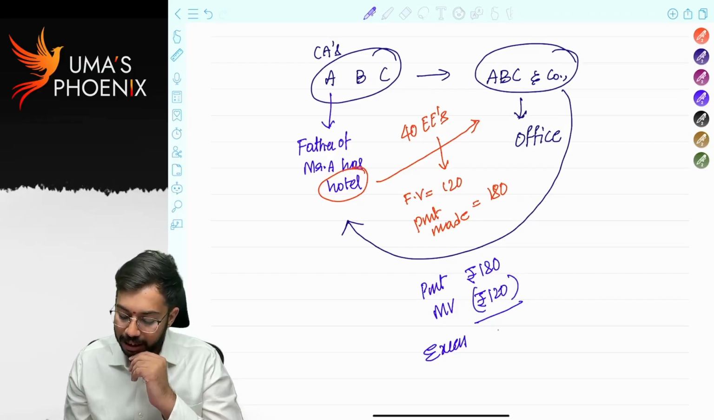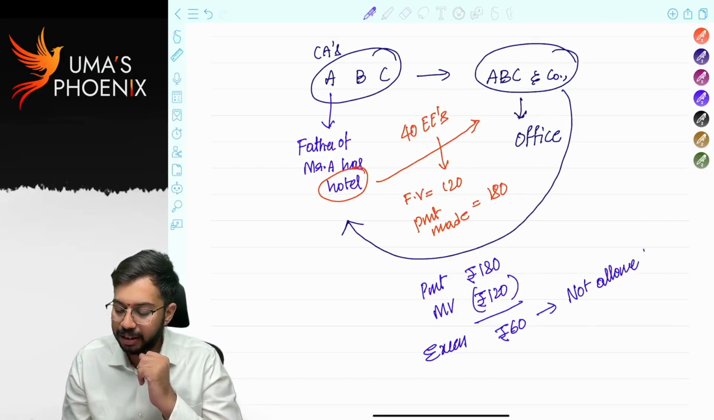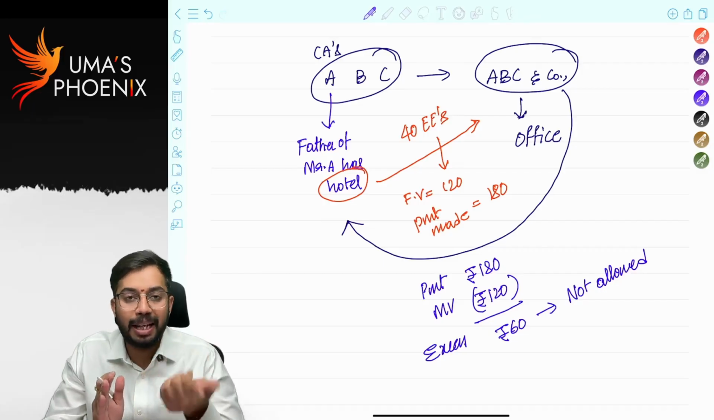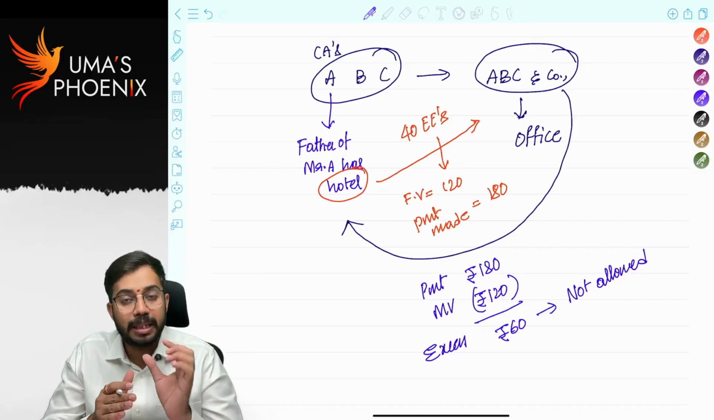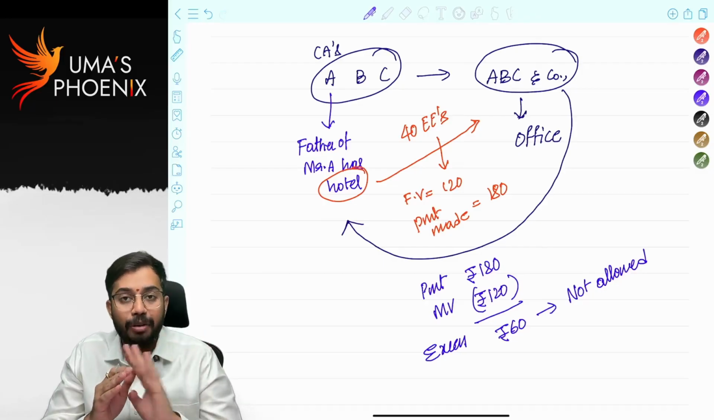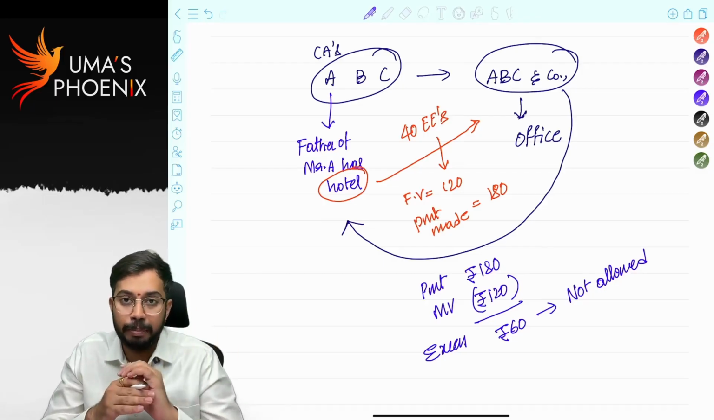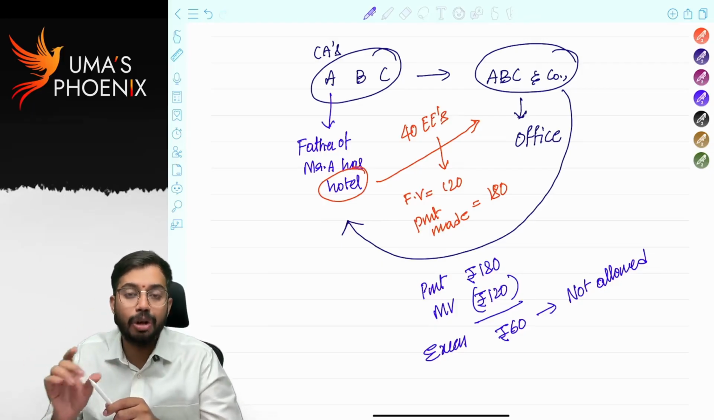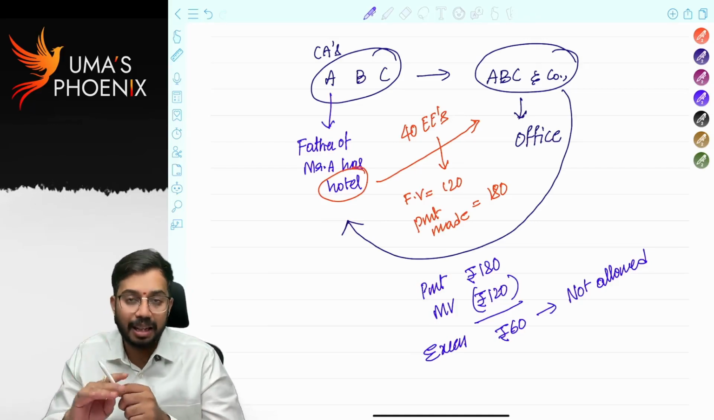Excess payment is 60 rupees, right? The excess payment of 60 rupees is not allowed as deduction. Is it clear? So whenever any excess payment is made to a specified person, nothing but a relative, then such excess payment is not allowed as deduction under the head PGBP. Please remember, 100% of the expenditure is not disallowed, only the excess expenditure is disallowed.